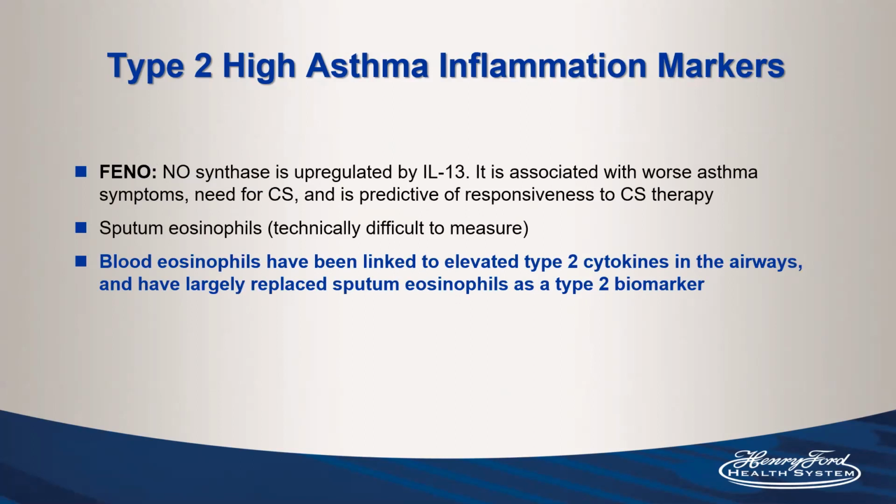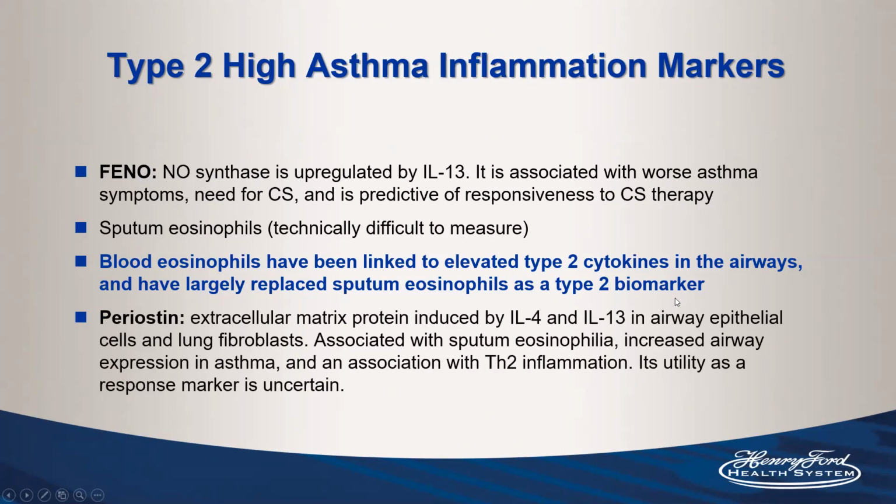And the next good thing is blood eosinophils. And I highlighted that because it's a simple, easy tool that you can use in your clinic. It's been linked to elevated type 2 cytokines in the airways, largely replaced sputum eosinophils as type 2 biomarker. And there's periostin, up and coming, extracellular matrix protein induced by IL-4 and 13, associated with sputum eosinophilia, T helper 2 inflammation. It's still uncertain, the utility of it as a response marker, but it's under investigation.